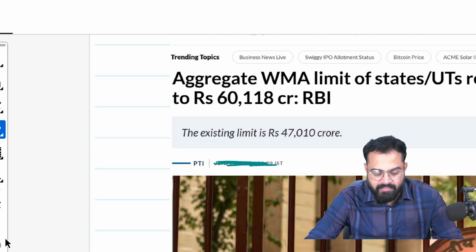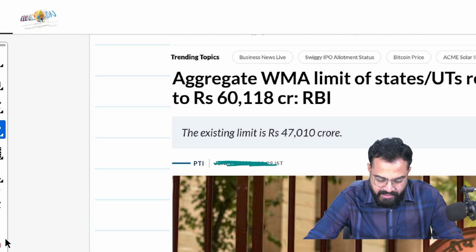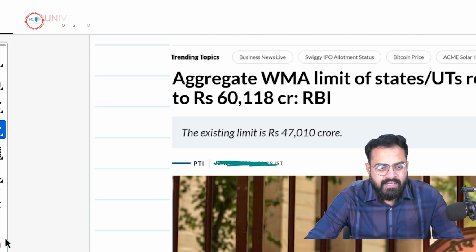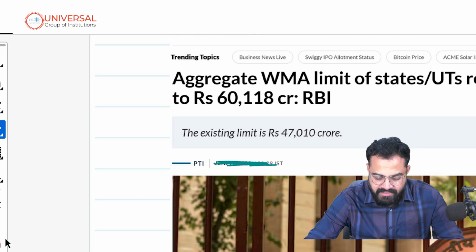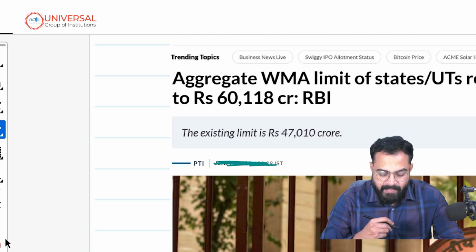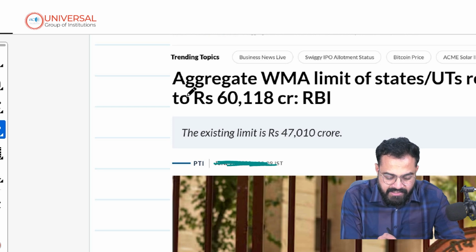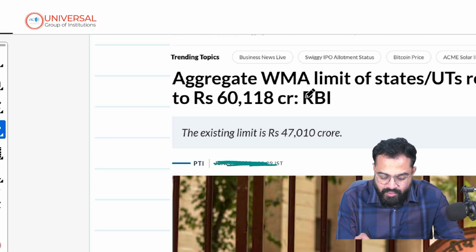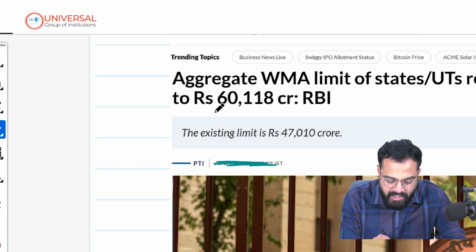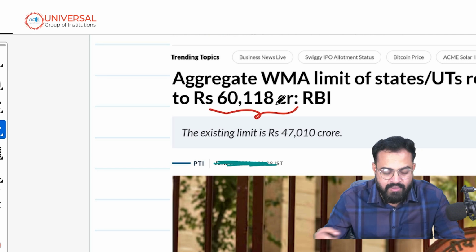Today we are discussing an important topic of economics known as ways and means advances. Recently, in recent months, the Reserve Bank of India has decided to increase the overall aggregate WMA limit of states and union territories to 60,000 crore.